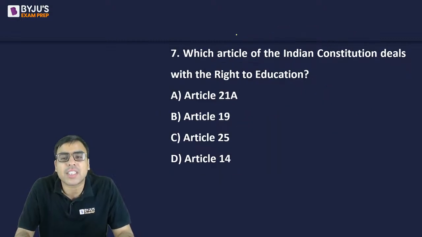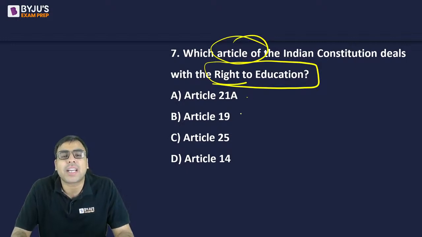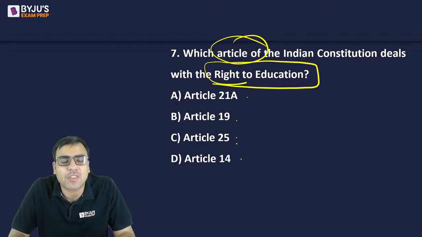Okay. The next is, which article of the Indian Constitution deals with right to education? Article 21 capital A, Article 19, Article 25, Article 14. What is the right answer to this question? कौन सी आर्टिकल राइट टू एजुकेशन से डील करती है? Anyone?